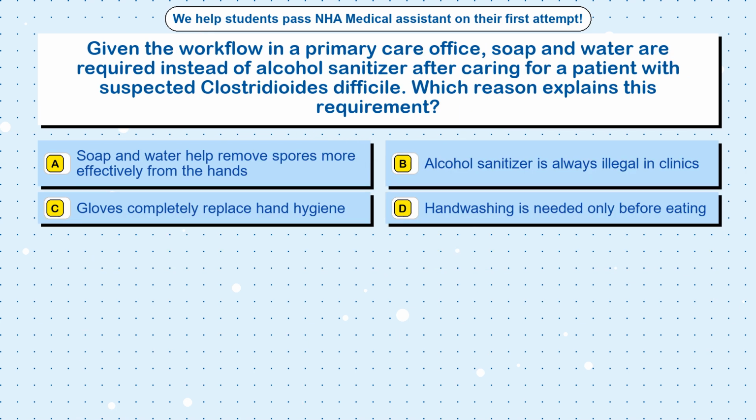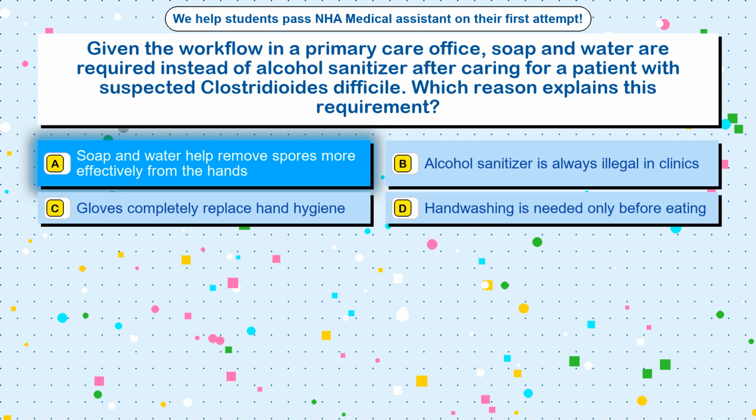Question 62. Given the workflow in a primary care office, soap and water are required instead of alcohol sanitizer after caring for a patient with suspected Clostridioides difficile. Which reason explains this requirement? Option A. Soap and water help remove spores more effectively from the hands. Option B. Alcohol sanitizer is always illegal in clinics. Option C. Gloves completely replace hand hygiene. Option D. Hand washing is needed only before eating. The correct answer is option A.